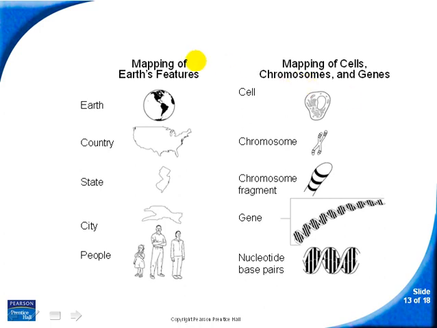All right, so here, let's draw some analogies. If you were to map the Earth and map the cells and chromosomes, you could think of the Earth as a cell, and then within the Earth you have countries, and each country would be a chromosome, and then within the country you might have a state, which would be a piece of a chromosome. Then you might have a city, which would be a gene, and then the people within the city might be nucleotide base pairs.